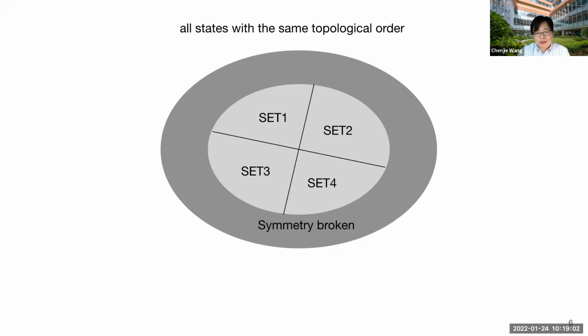Then when you add a symmetry, generally you have a richer phase diagram. Here I'm showing a rather abstract phase diagram. First you have two regions, depending on what symmetry you are considering. One region is where the symmetry is broken. Another region is symmetric, but the symmetry may act in different ways. So you get different SET phases, symmetry-enriched topological phases. You may have SET 1, 2, 3, or 4. That's a general scenario that we can have.